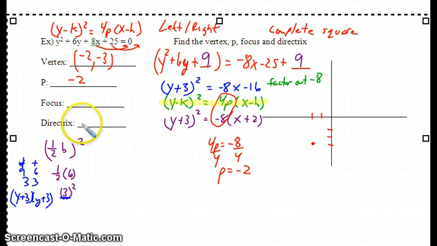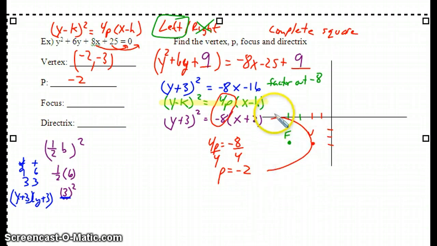And more specifically for this one, if our p was negative, it's going to open to the left. So take your vertex and move it over 2 now to get to your focus. So focus, and this red dot was my vertex. So I know my graph is going to be opening to the left like this. So what is the coordinate point for the focus? Looks like it's negative 4, negative 3.